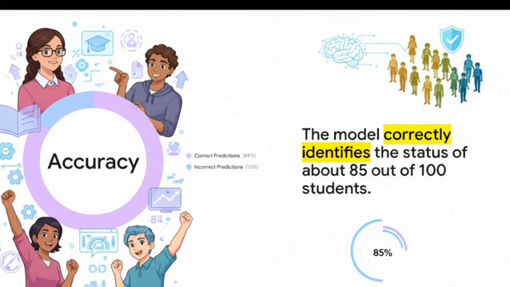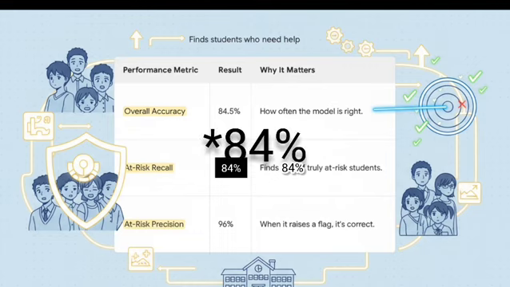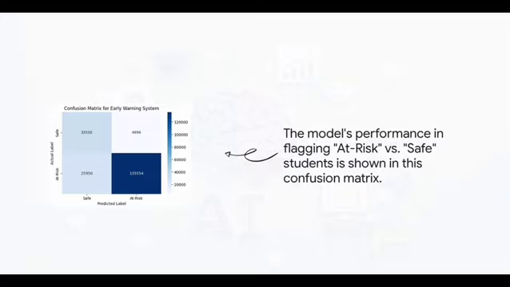The really crucial stuff is right here. Look at risk recall. It is at 87%. This means our system successfully catches 87% of all the students who are actually struggling. That is the number one most important job of an early warning system, right? And then check out at-risk precision. When the model does raise a flag and say, hey, this student is at risk, it's right 96% of the time. This is so important because it means we are finding the kids who need help without constantly bugging the teachers with false alarms. Okay, its performance is summed up in this chart, which has a kind of funny name. It's called a confusion matrix.